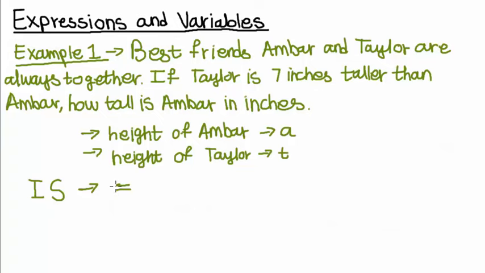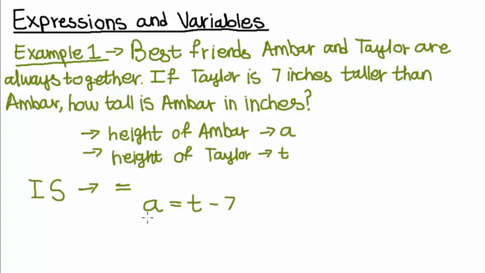Now, let's get to the solving part of the problem. What we want to know is how tall Amber is. Now, let me write a question over here. So, we need to have the variable a all by itself, because that is the thing that we want to identify. So we have the variable a on our left side. Then we write the equal sign right next to it. And then we move on to the height of Taylor. We know that Taylor is 7 inches taller than Amber. But since we want to employ the variable t over here, we can write t minus 7 on the right hand side to complete our variable equation.